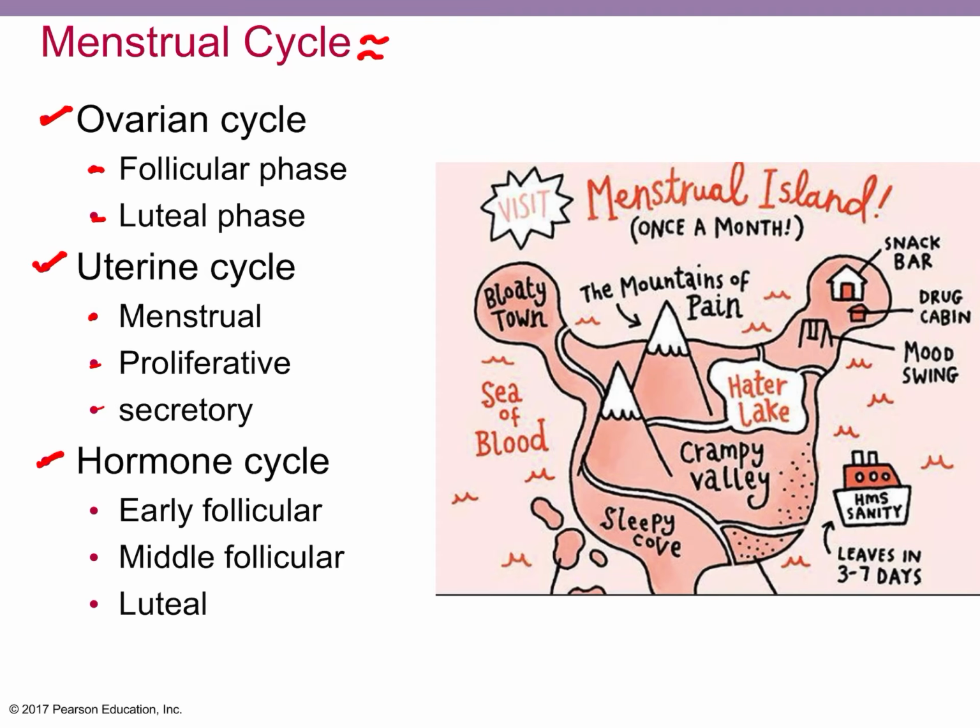So the menstrual cycle is about 28 days, but this varies between women. And of course, this is if you are a female, and this may look very, very familiar to you, what's going on in the menstrual cycle.